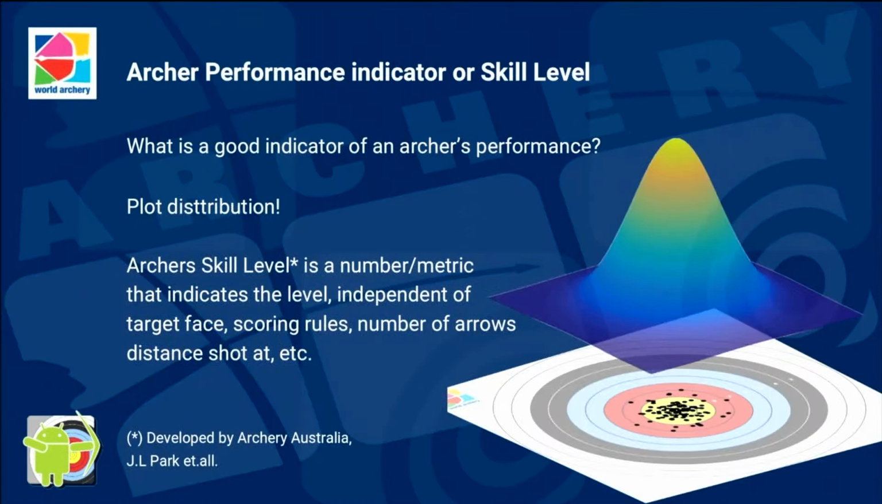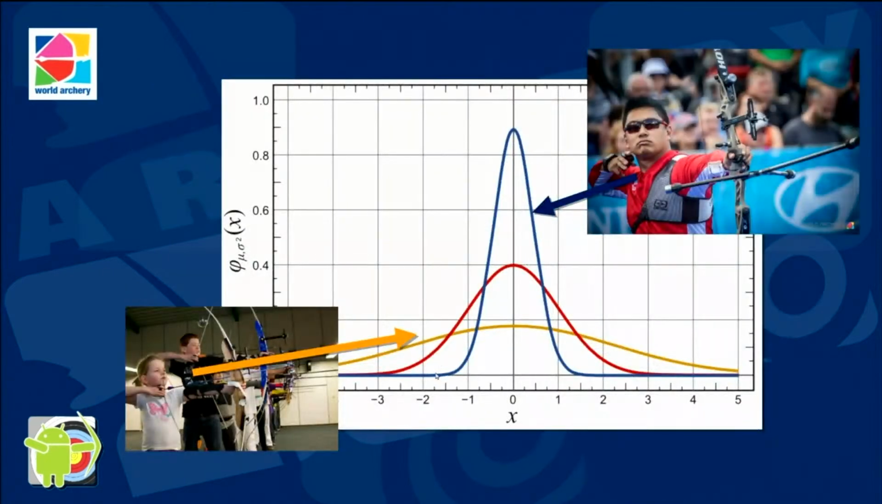Within Artemis we use the metric that was developed by Archery Australia, and it's called the archer skill level. It's actually a metric that is independent of the target face that you're shooting at, the scoring rules that you're using, the number of arrows that you shot, and the distance that you're shooting at. It's quite a complicated number, but it represents the distribution, as you see here, of the arrows over the target. And if it's a very high and narrow distribution, you have a high skill level, and if it's a flat distribution, then you have a very big group and it's a low skill level.